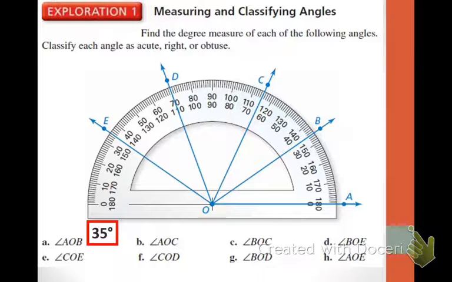Next one we have AOC. Are either of my rays at 0? Yes. So it's in the bottom row of A. So I'm going to read the bottom row at C, because again you have to read the same row the whole time. So what is C at? 65. And A is at 0, so 65 minus 0 is 65. Is this acute, right, or obtuse? It's acute. So we're filling in the answers here.